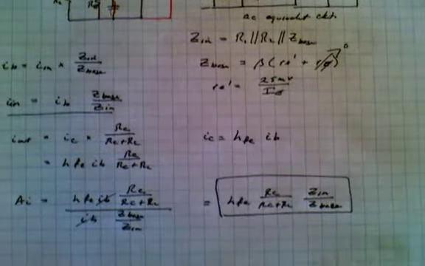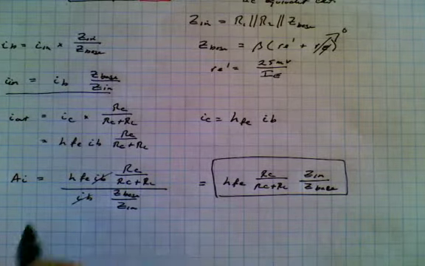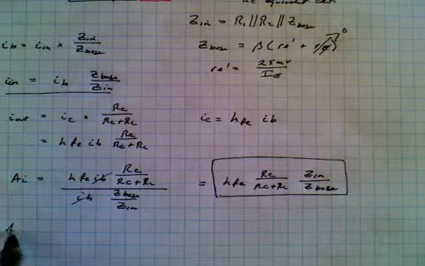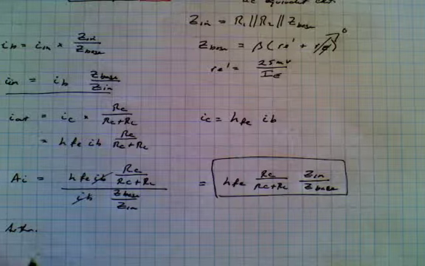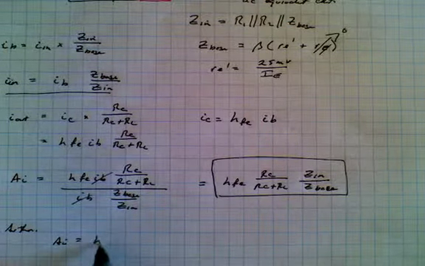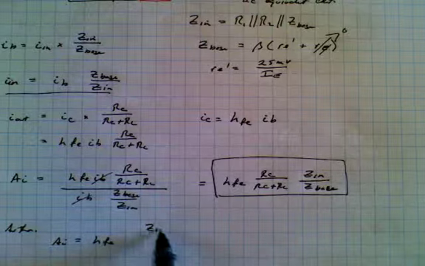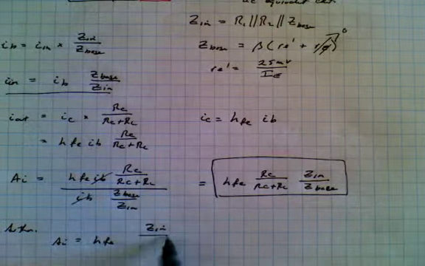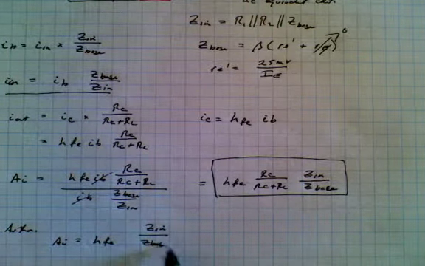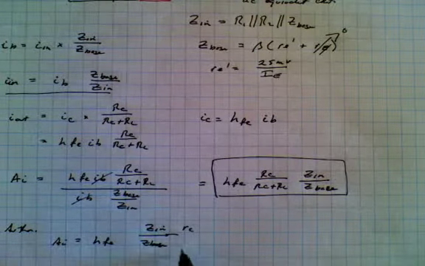Now this looks a little bit different than that found in the textbook. The author has an equation which says AI is equal to HFE times Z in over Z base times RC over RL.